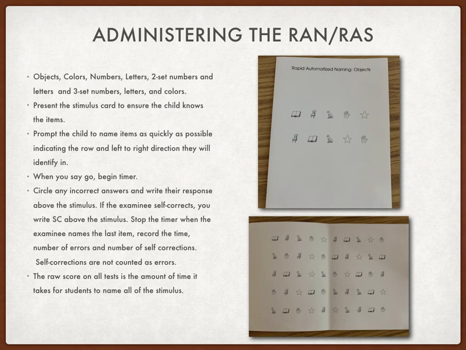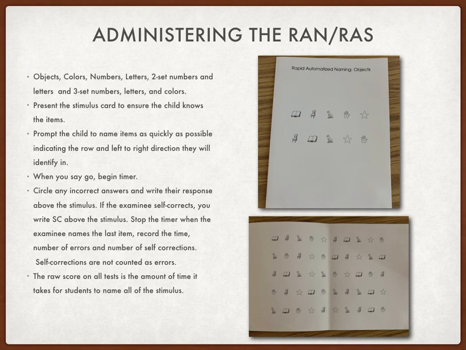When administering, you present the stimulus card to ensure the child knows the items. The first picture up at the top is the stimulus card. It just has 2 rows. Do not administer if the examinee fails to correctly identify the stimulus items on the cover of each card. This lets the examiner know if the child knows the names of the items.